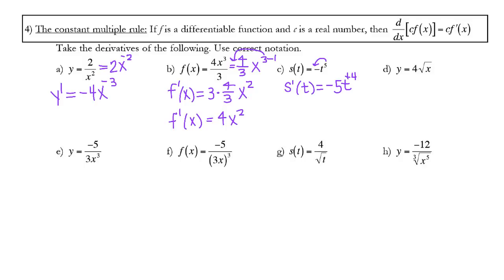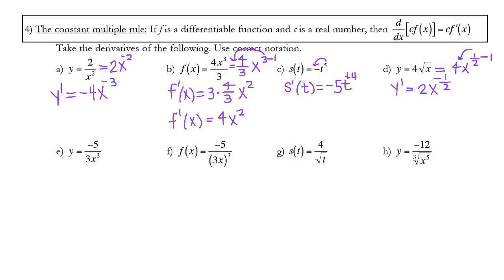All right, so now for part D, still the same process. Now we do have to rewrite here. So I'm going to go ahead and rewrite this to be 4x to the positive 1/2. And so when I have y prime, I'm going to have that 1/2 times 4, that's going to be 2, x to the 1/2 minus 1, which is negative 1/2. And you are finished.